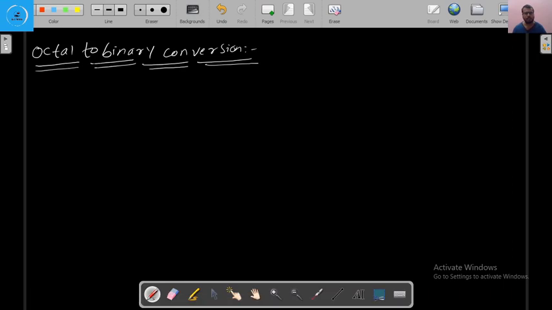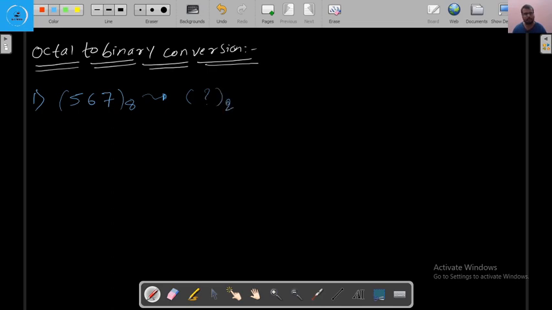So first we are going to see how to convert the octal number system into the binary number system. This is also called octal to binary conversion. We are going to see it through examples. First, let's take the first example, where 567 is given. This is in octal because its radix is 8. We are going to convert this number, given in octal, into binary.